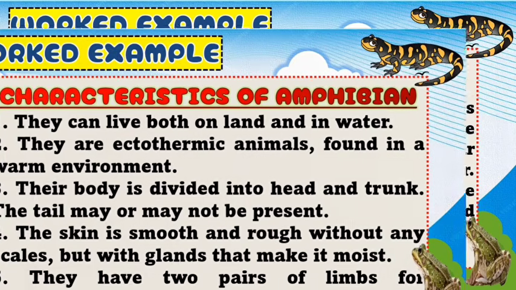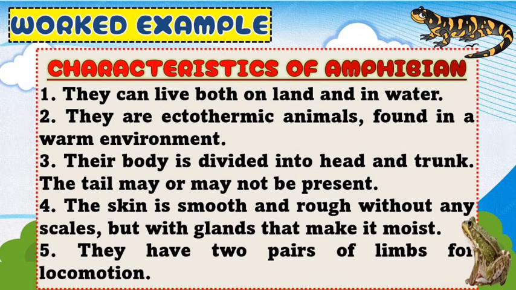The characteristics of amphibians are the following. Number 1, they can live both on land and in water. 2, they are ectothermic animals found in a warm environment. Their body is divided into 2 parts, head and trunk. The tail may or may not be present. The skin is smooth and rough without any scales but with glands that make it moist. They have 2 pairs of limbs for locomotion.